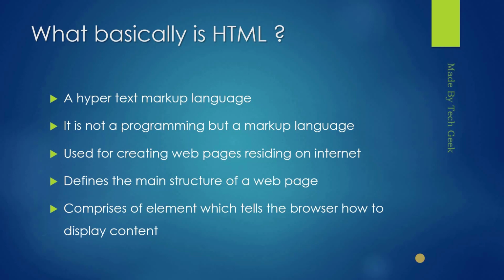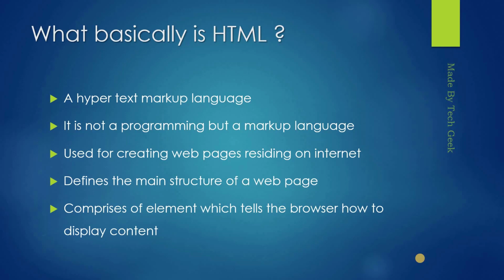Next, the question that arises in every person's mind is: what is HTML? HTML is basically a hypertext markup language. It means that in HTML we can mainly do two things. First of all, it's a hypertext language, which means that we can link different web pages, from one page to another and so on.